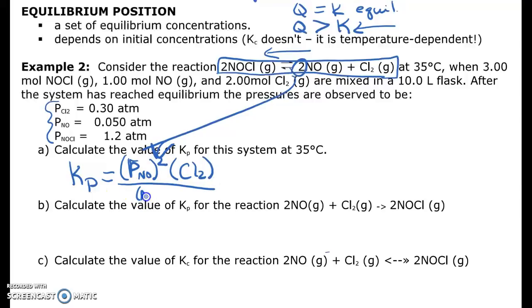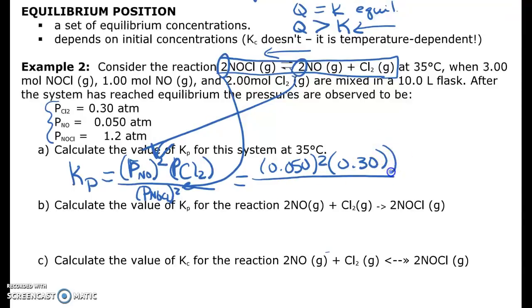On the bottom we'll have our pressure of NOCl, and that is going to be squared as well because of this 2 in front. To make that simpler with numbers, the pressure for our nitrogen monoxide is 0.050 atmospheres. That is going to be squared and multiplied by 0.30 atmospheres. That entire product, remember, be careful with your calculator, is going to be divided by 1.2 atmospheres squared.